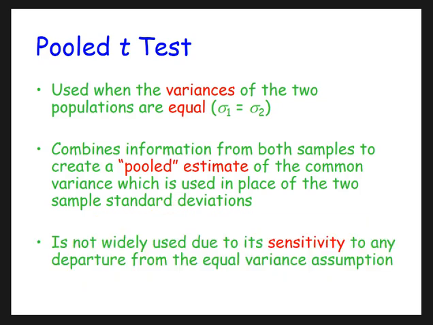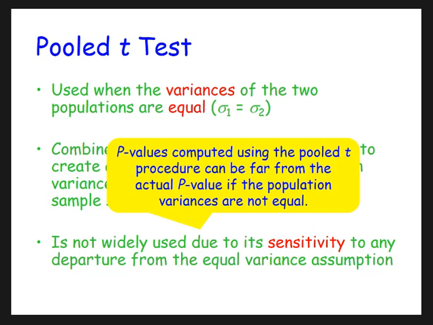So it is not widely used due to the sensitivity. Even though the variances may be really close to equal, if they're even slightly different, it can really affect your results. So it's not used very often. The pooled variance for the pooled t-test was used to drastically simplify the calculation. Now with electronic means to assist us in those calculations, it's really not as necessary as it used to be. So p-values computed using a pooled t procedure can be far from the actual p-value if the variances are not really equal. Even if they're slightly different, it can be far off.